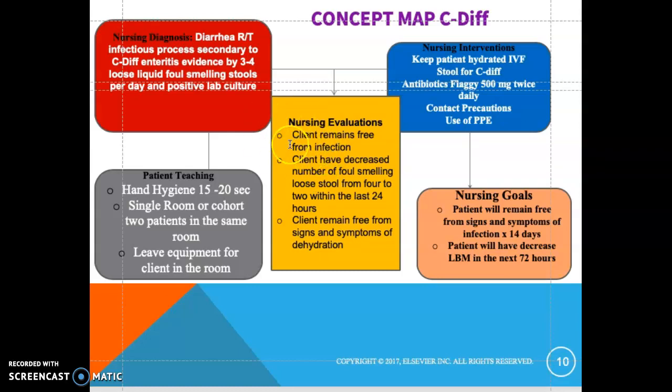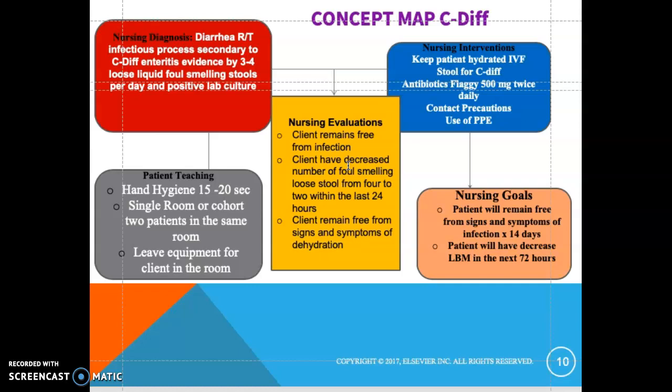Nursing evaluation: client remains free from infection. Client has a decreased number of foul-smelling loose stools from 4 to 2 within the next 24 hours. Client remains free from signs and symptoms of dehydration because we're increasing their fluids, we're administering antibiotics, and so on and so forth. So that's it there for the concept map.